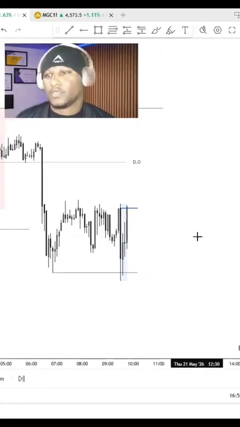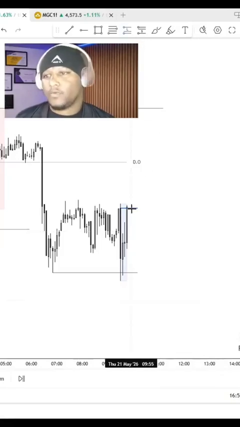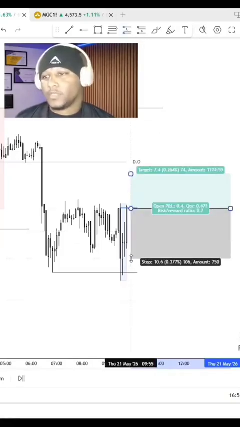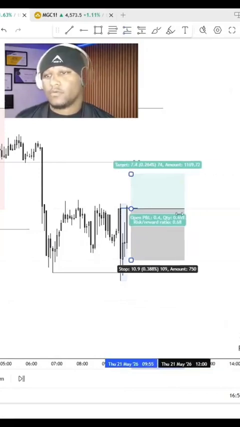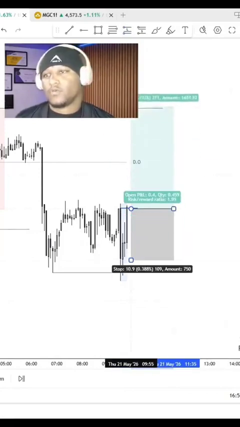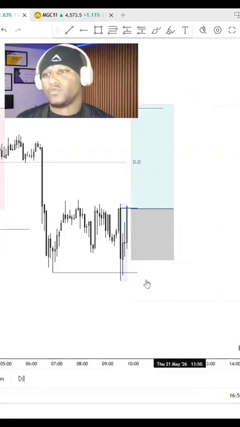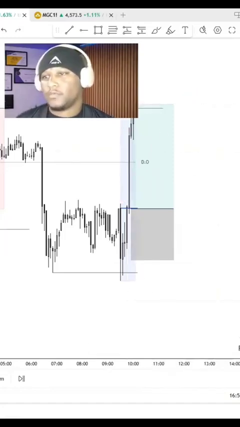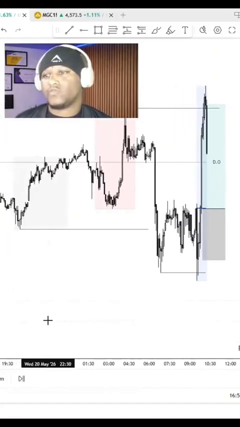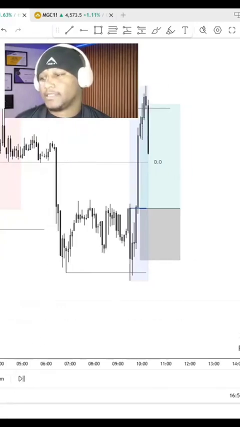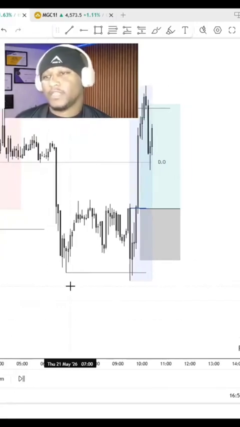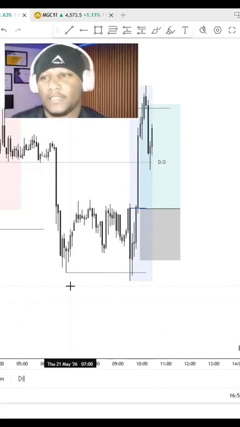I get the closure above the high. I put in my order, stop at this low, and I'm targeting this high for a minimum 2R. Let's see what happens. Boom, easy. Price ran to my target. Easy, easy, easy. So follow these 4 steps and you'll definitely see some success.